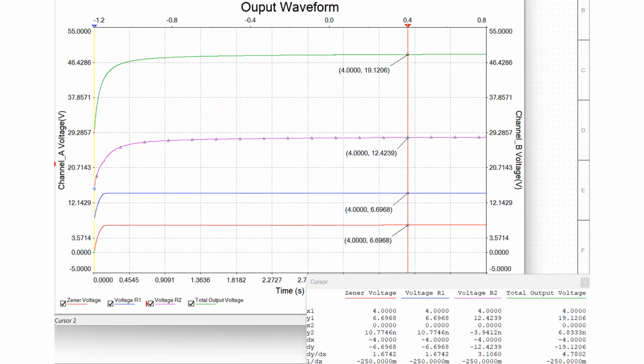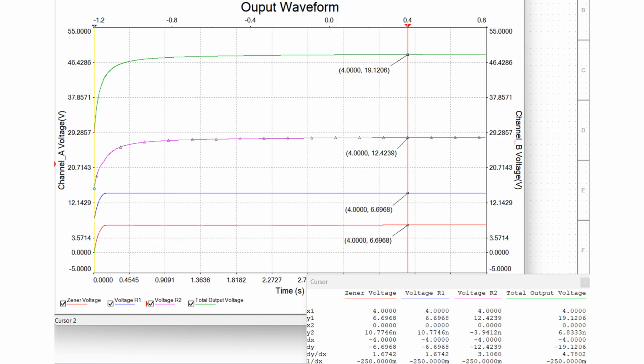This is the result of the waveform at the output. We have combined the measurements from the third and fourth oscilloscope. The red color waveform is measuring the Zener voltage. The blue color waveform is measuring the voltage of R1, which is the load of this circuit. The purple color waveform is used to measure the voltage of R2, and the gray waveform is measuring the total output voltage.